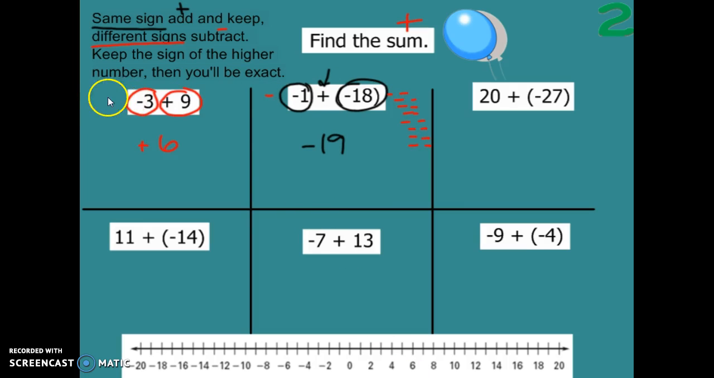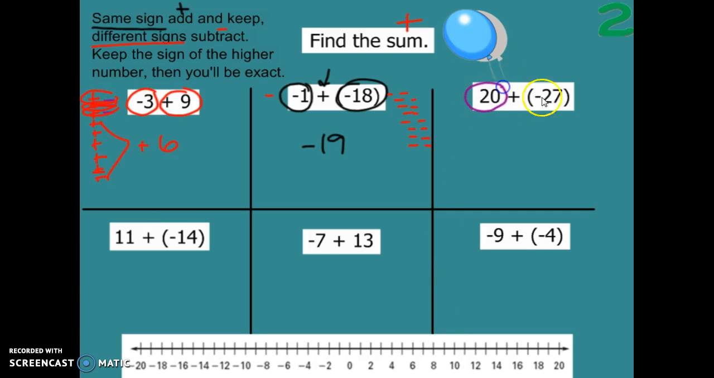If we went back to this one, this would be like 3 negatives and 9 positives. 1, 2, 3, 4, 5, 6, 7, 8, 9. A negative and a positive make 0, so we'd have 6 left over.